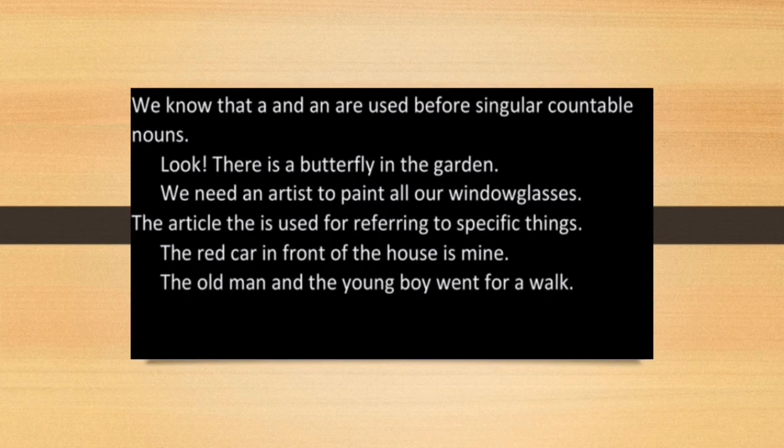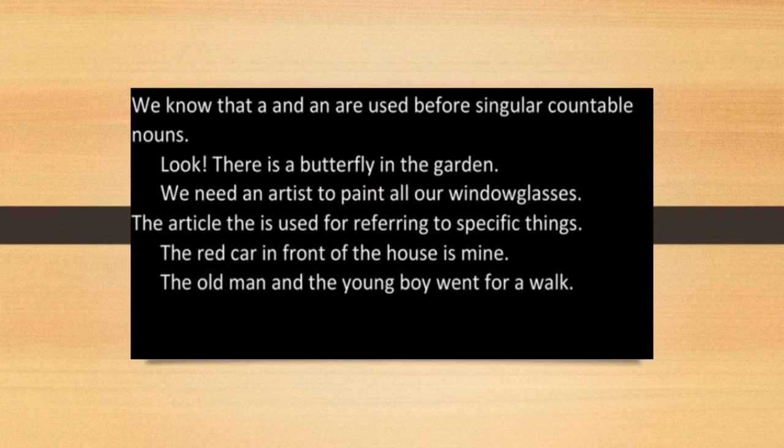So when we mention particular things or specific things, we use the in front of those nouns, right? Same way, just see, the old man and the young boy went for a walk. Again, we are talking about these two particular persons. That's why we have used the. So I hope you are clear with the use of the articles a, an, and the. So this is our first type, the classification of determiners, articles. We are going through the classification of determiners on the basis of their functions, and the first type is articles.